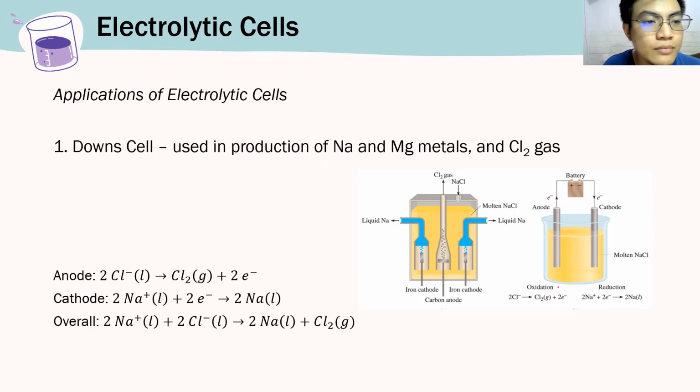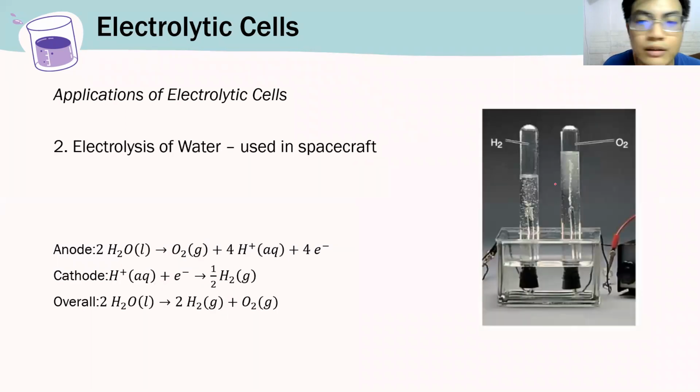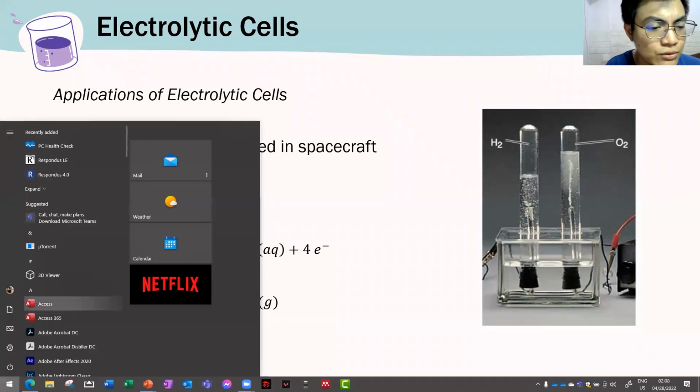Okay. The other example of electrolytic cell is the electrolysis of water. So this is used in spacecraft, just as I mentioned to you in our lecture and laboratory discussions in the past few weeks. So I mentioned there that astronauts in the International Space Station were able to breathe in oxygen because of the help of electrolysis. So in the International Space Station, they have this electrolysis device, which I will show you.